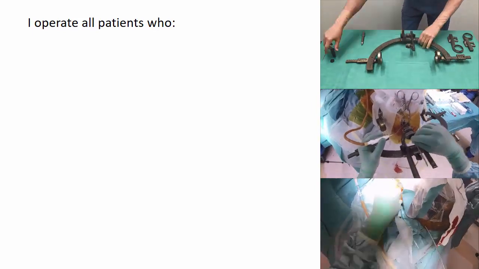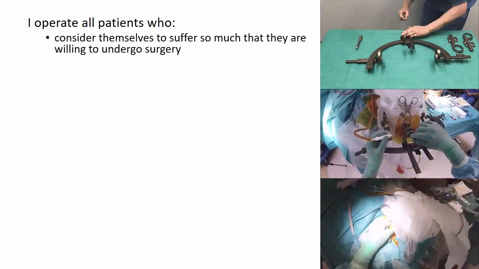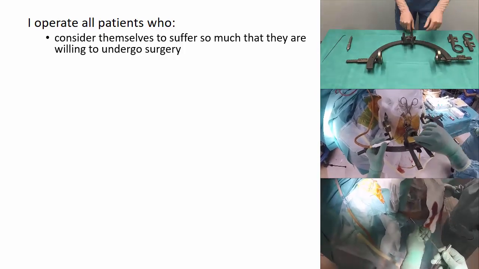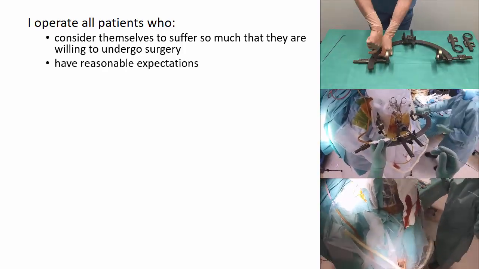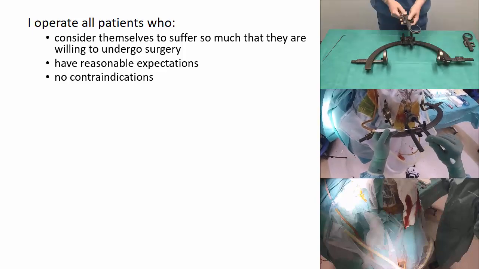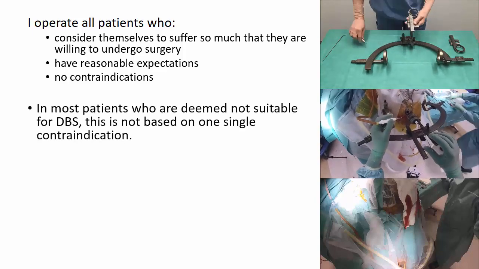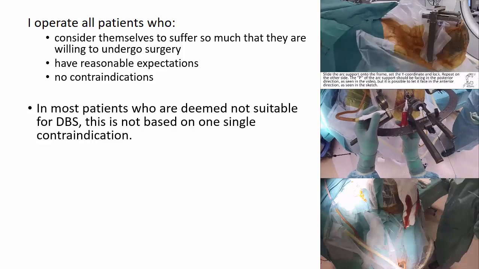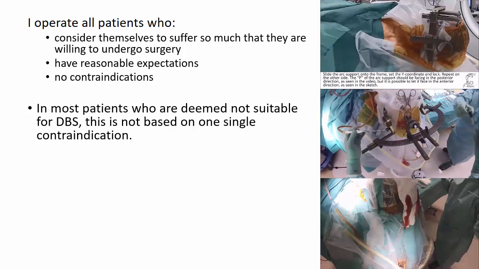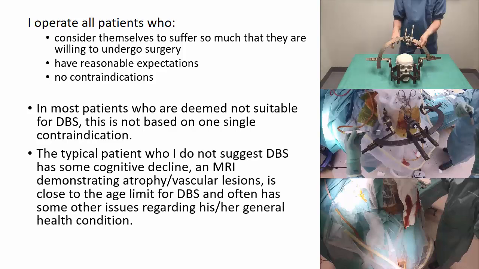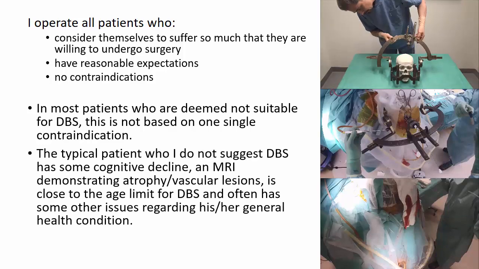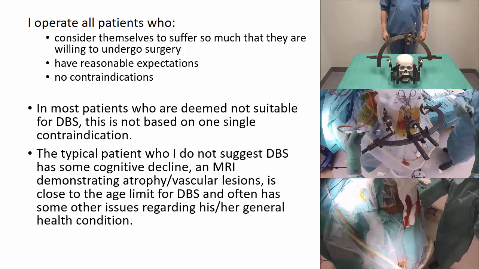Basically, I operate all patients who consider themselves to suffer so much that they are willing to undergo surgery, that have reasonable expectations, and where there are no contraindications. In most patients who are deemed not suitable for DBS, this is not based on one single contraindication. The typical patient who I do not suggest DBS has some cognitive decline, an MRI demonstrating atrophy and vascular lesions, is close to the age limit for DBS, and often has some other issues regarding his or her general health condition.